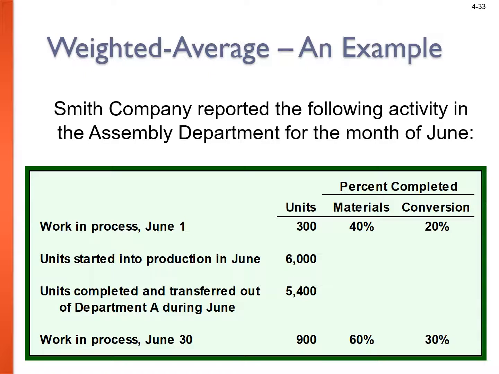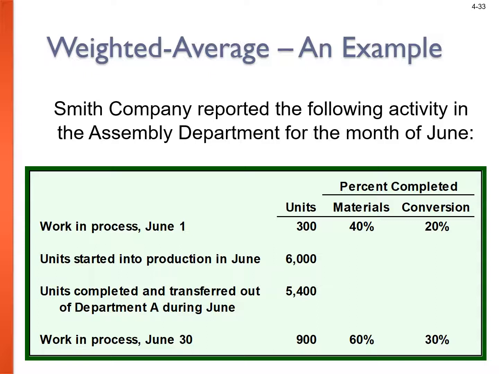So let's look at an example here. Smith reported the following activity in the assembly department for the month of June. So we're just focused on one department. It started the month of June with 300 units, 40% complete as to materials. So when they started the month of June, they already had 40% of the materials in those 300 units. And the direct labor and overhead associated with those 300 units was 20% included.